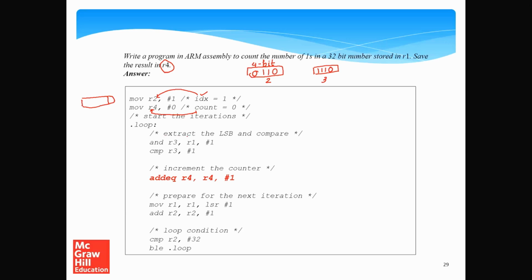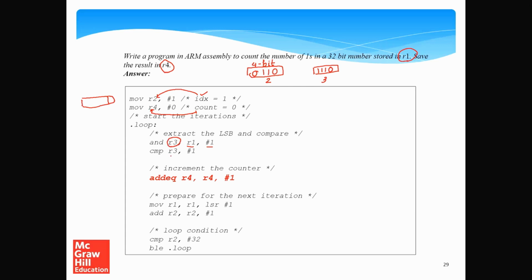So the first task would be extract the least significant bit and compare, right? Extract the LSB and compare. So in this case, how do we extract the LSB? What we can do is take the original number which is stored in R1 and AND it with 1. So in this case, all the upper 31 bits will get erased and only the LSB will remain. The result of the AND will stay in R3.